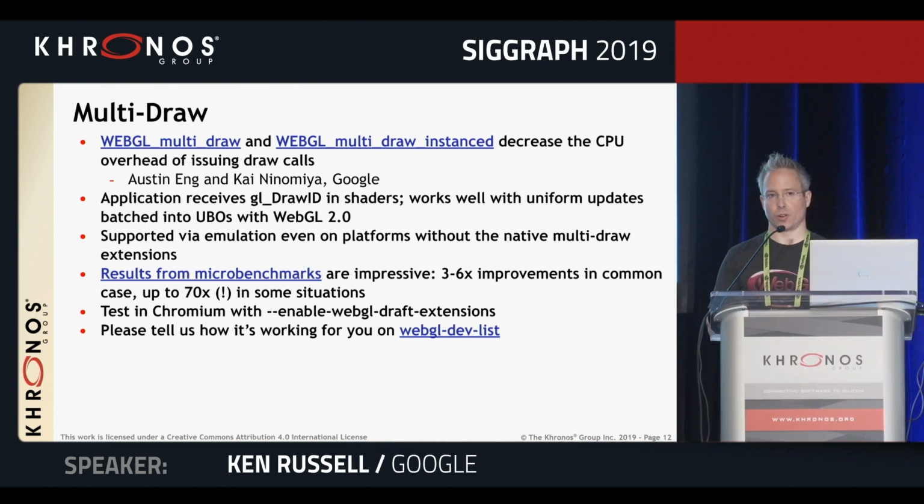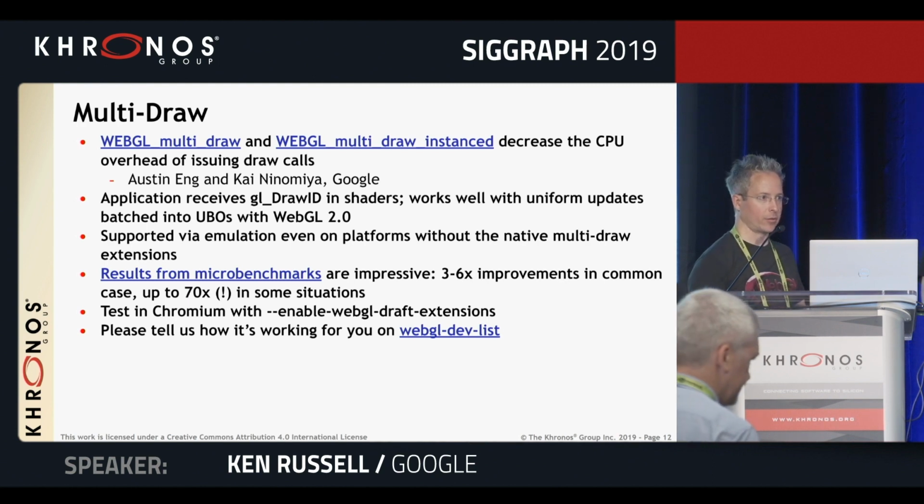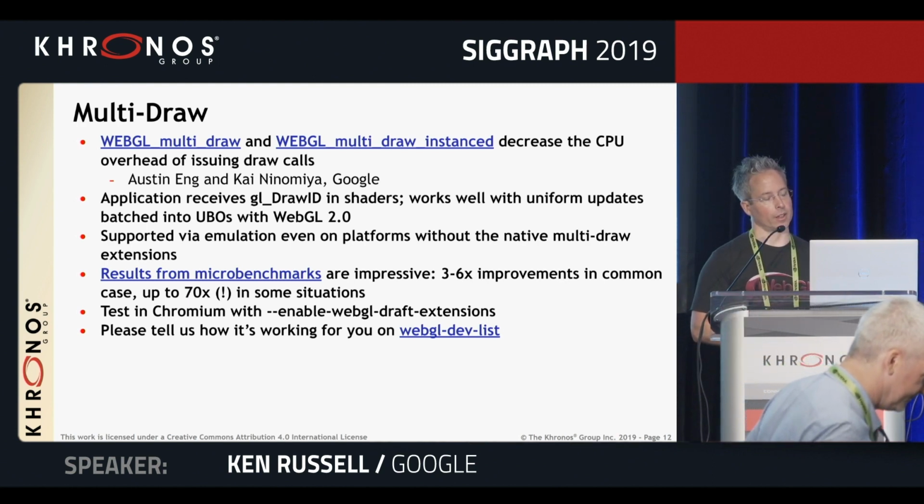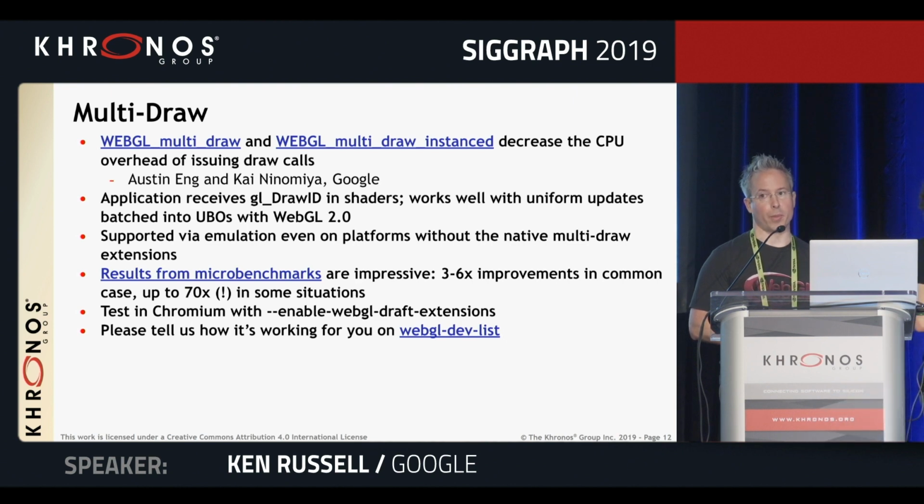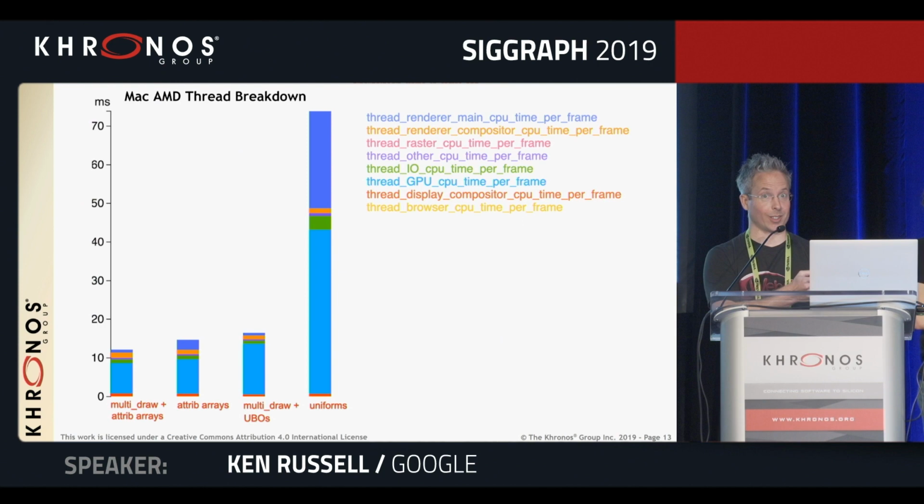The overhead of WebGL draw calls has been a problem report for a long time, and Austin and Kai from the Chrome team did a lot of great work to reduce this overhead by better batching, so they can send down a lot of different draw calls in one shot to the browser instead of iterating in JavaScript. The results from micro-benchmarks are tremendously impressive. You get more than 70x speedups in some cases. So if you're doing a lot of draw calls in your WebGL app, take a look at these extensions. They're still behind a flag, but we're working on getting them turned on in all the browsers. This is amazing. Here's a chart.